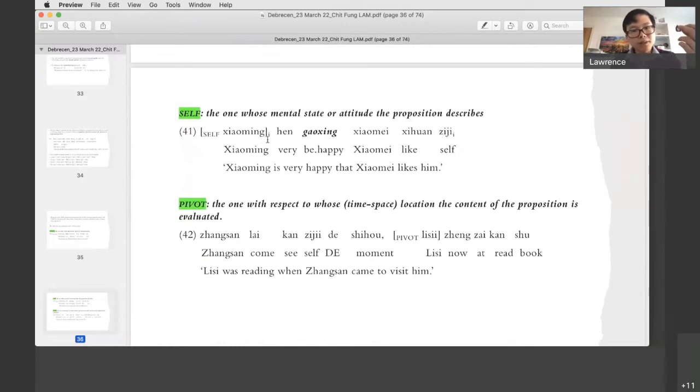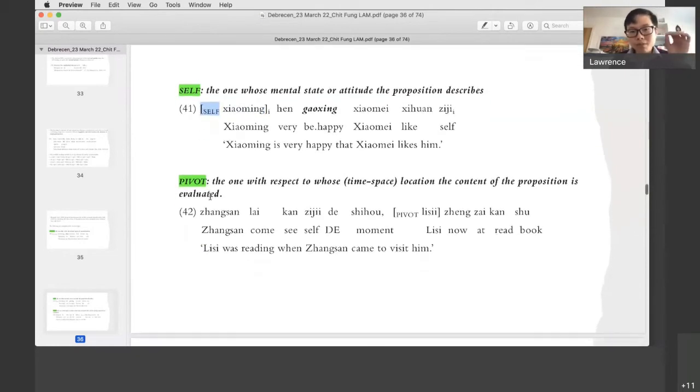Okay, so self is a label being used to refer to the antecedent whose mental state we're trying to categorize. So we're trying to characterize the mental state of being happy, in a sense. So self, and then another one, the preferred one.